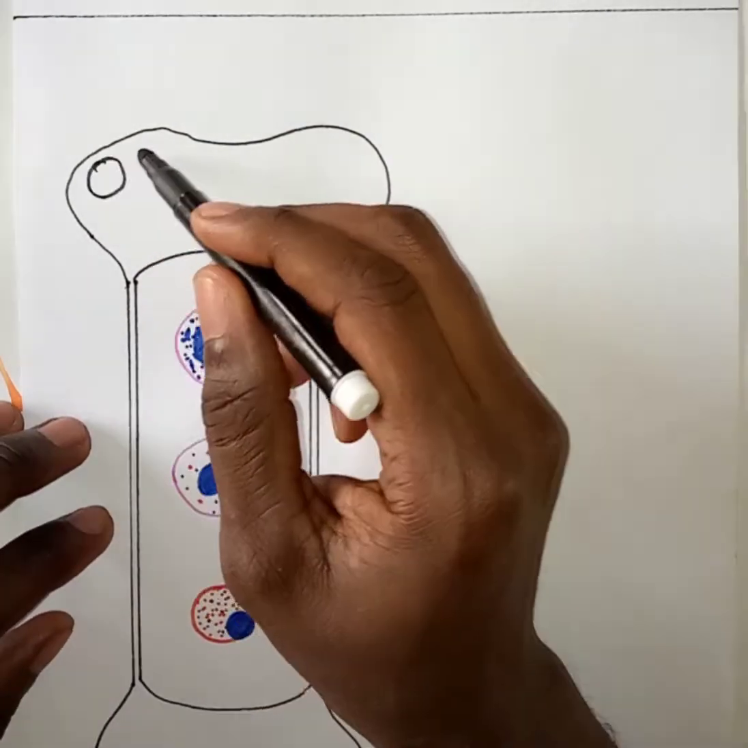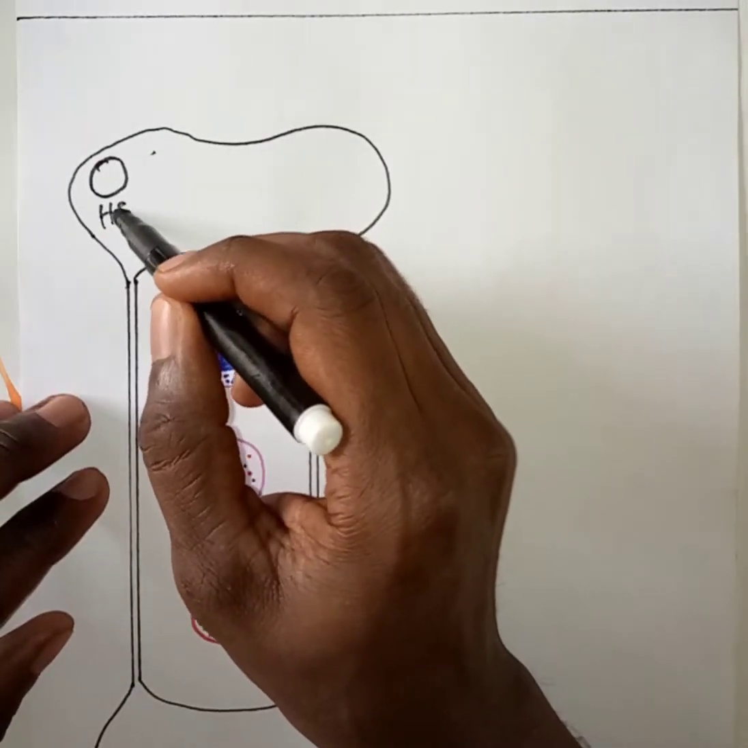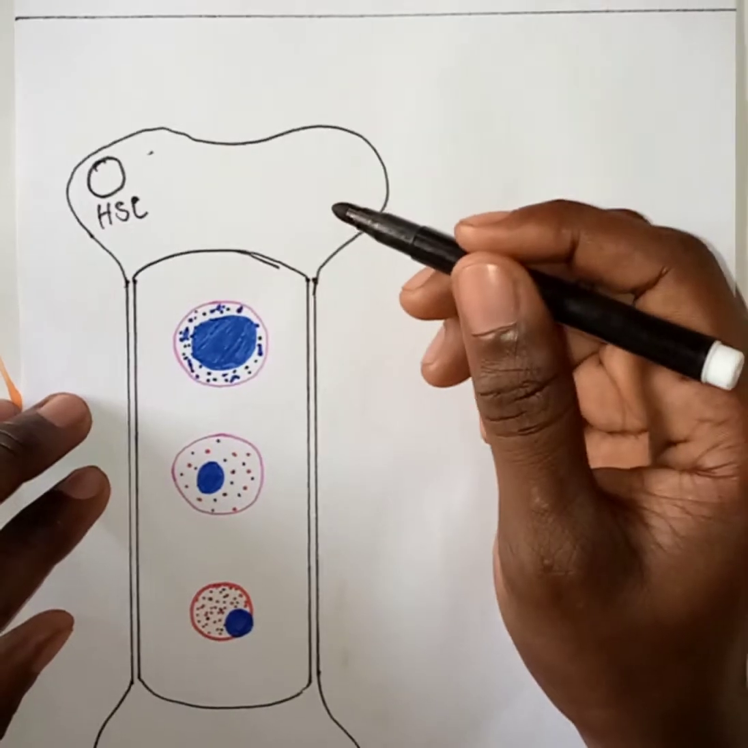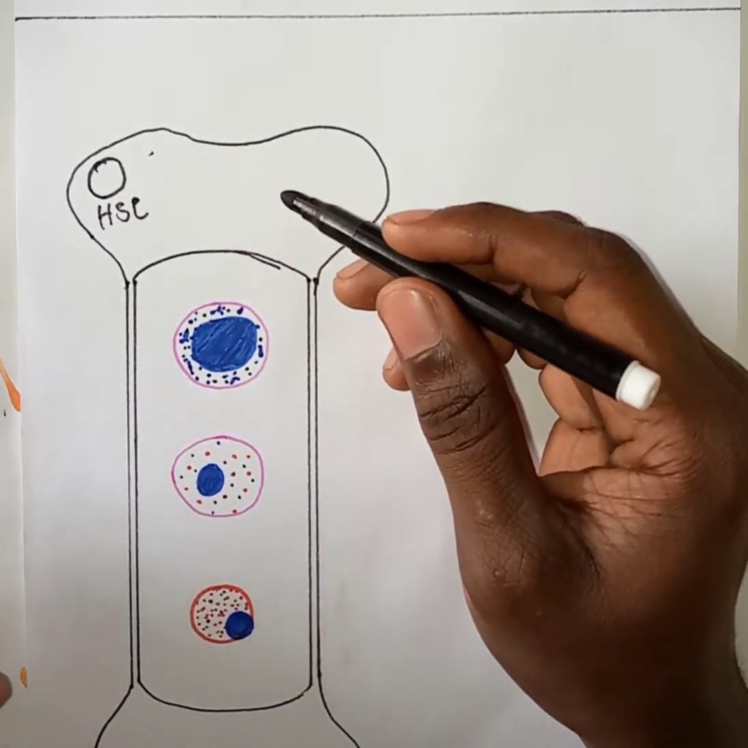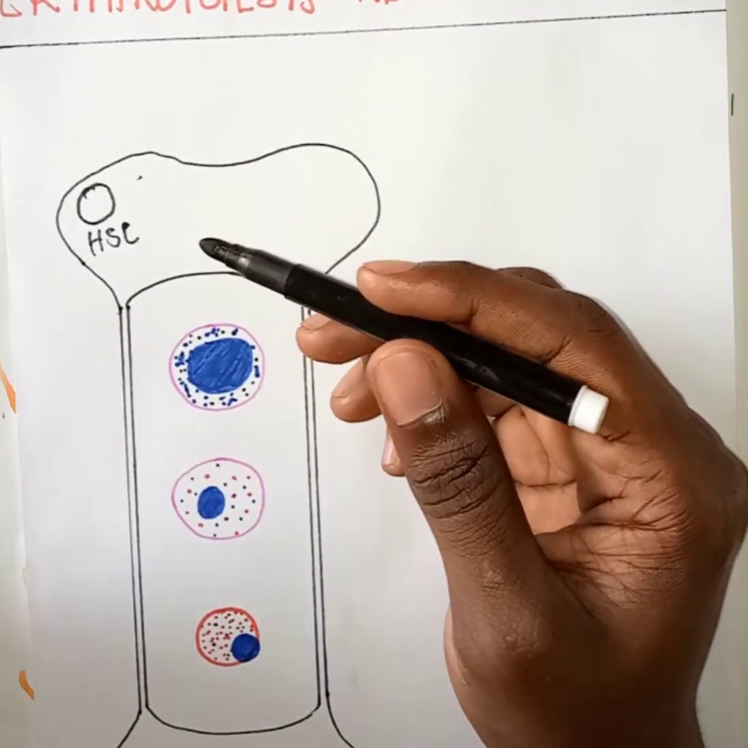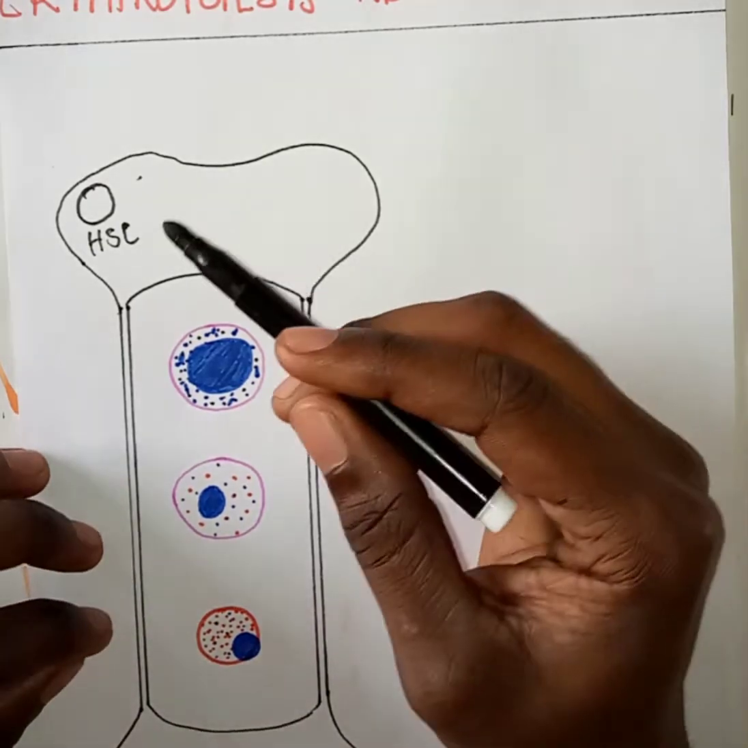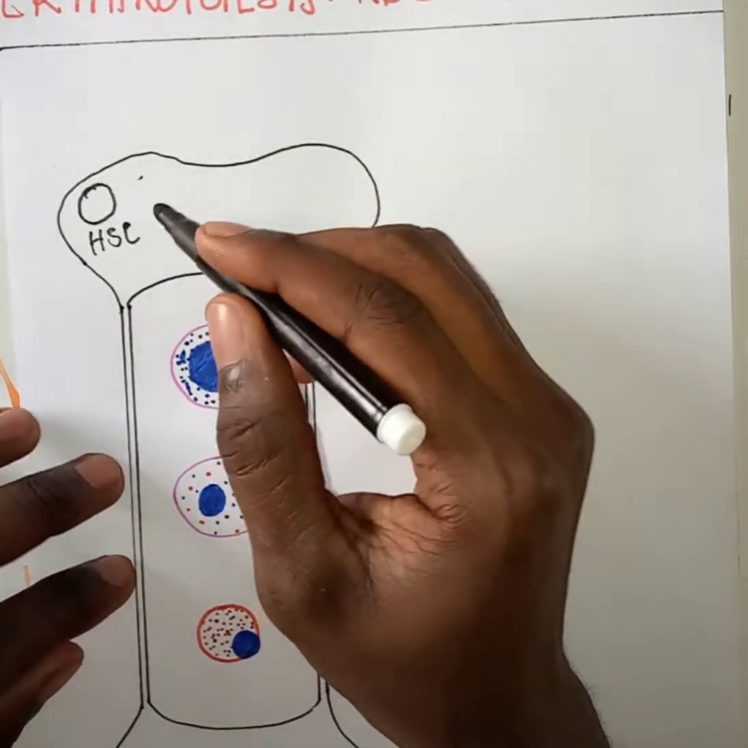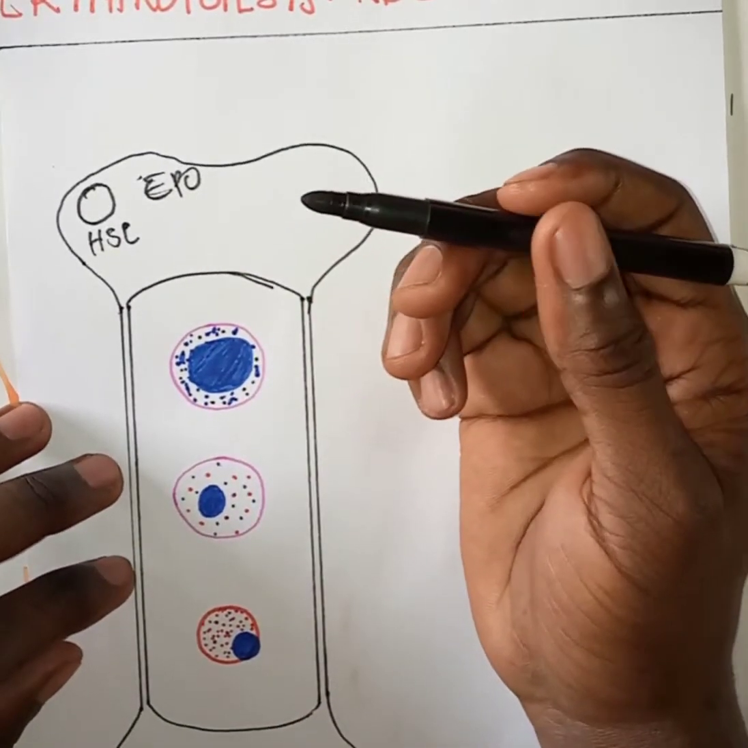video, we have this cell, the hematopoietic stem cell. And the hematopoietic stem cell has the capability of forming all cell types, but depending on the hormone stimulating the process, a specific cell type will be formed. In erythropoiesis, the major hormone is erythropoietin, and erythropoietin is produced by the kidney.